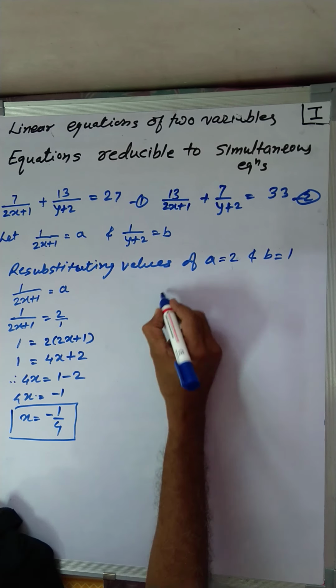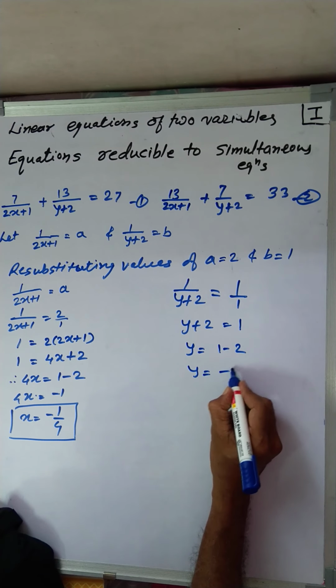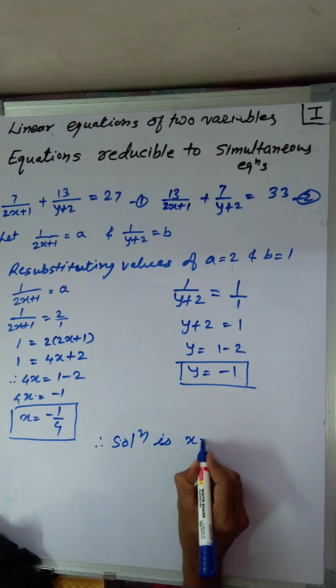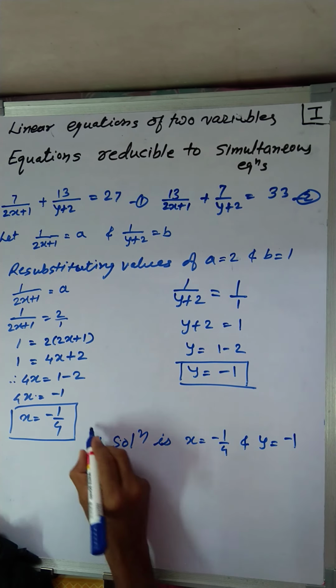Similarly, putting the value of b here, 1 upon y plus 2 is equal to 1 upon 1. By getting the reciprocal, y plus 2 is equal to 1. Take 2 to the other side, y is equal to 1 minus 2, hence y is equal to minus 1. Now we get the values of x and y. That is our solution. Hence the solution is x is equal to minus 1 upon 4 and y is equal to minus 1. That is our final answer.